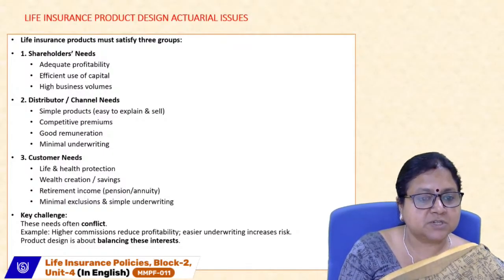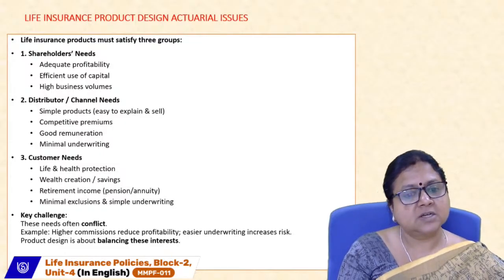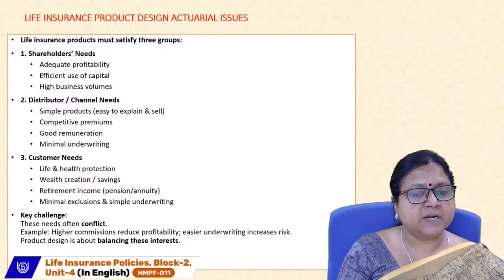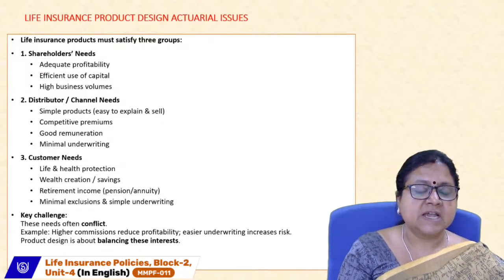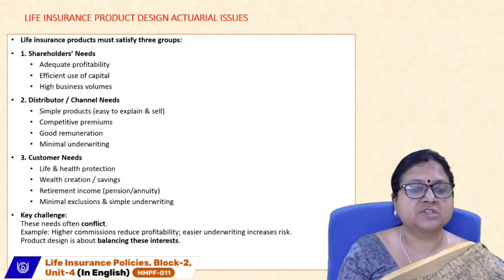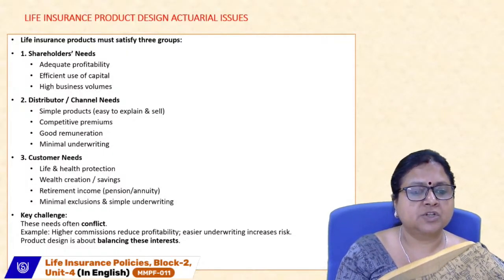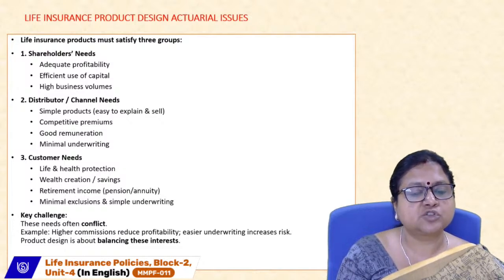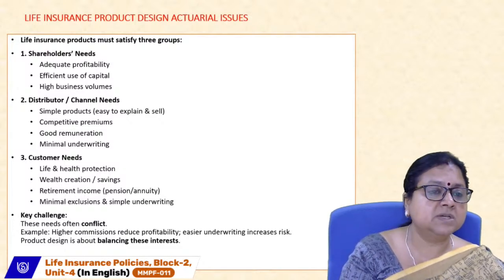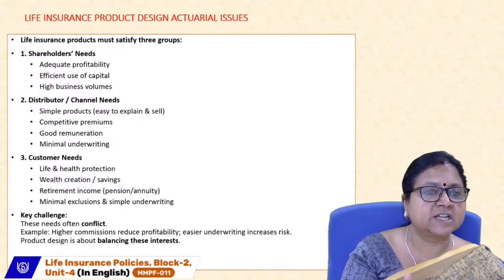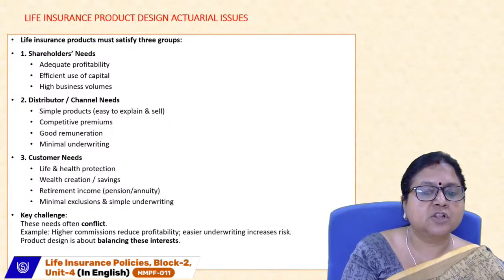And as far as customers are concerned, there should be life and health protection, wealth creation and savings, and retirement incomes, that means pension and annuity schemes, and there should be minimal exclusions and simple underwriting. So these needs often conflict. There may be conflict between shareholder needs and customer needs, since there is an interlinkage in the satisfaction of all these needs.